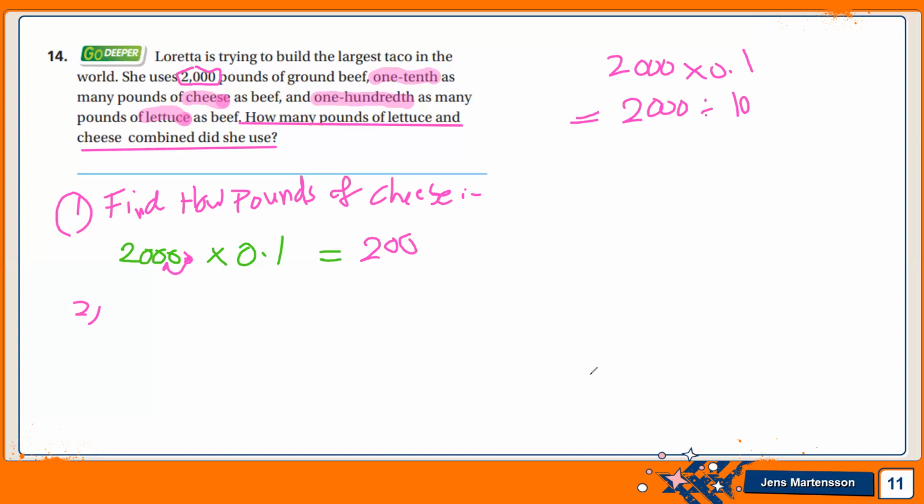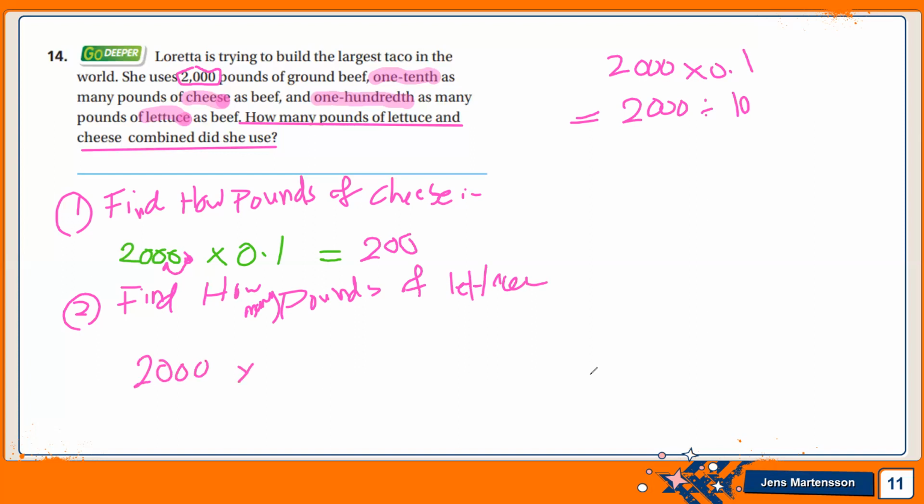Bravo. The second one now, you have to find how many pounds of lettuce. Bravo, by 100. So how will it be next? Bravo. It will be 20.00 or 20.